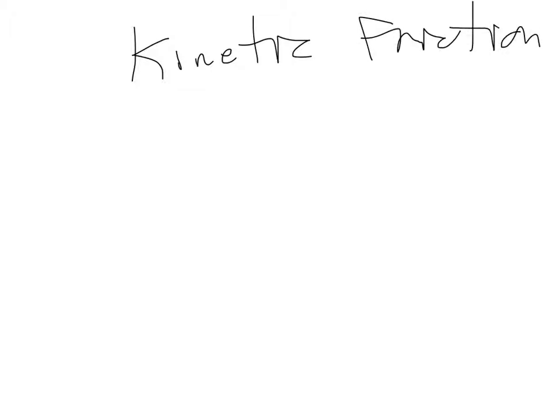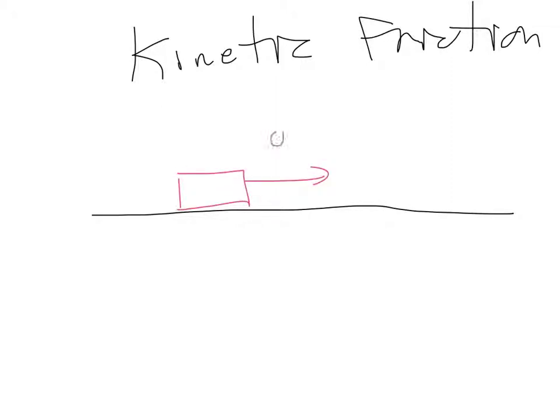So this video is about kinetic friction. Kinetic friction happens only when an object is moving with respect to a surface. So if you have an object sitting on a surface and the object's already moving... if the object is not moving, then the only source of friction that you're going to consider is static friction. When the object is moving, then you can also consider kinetic friction.